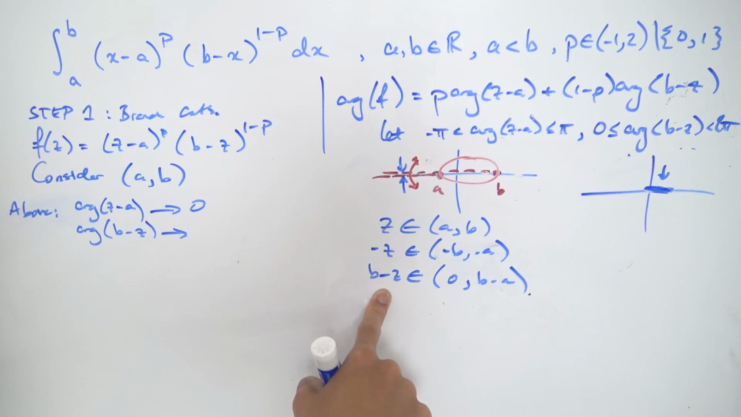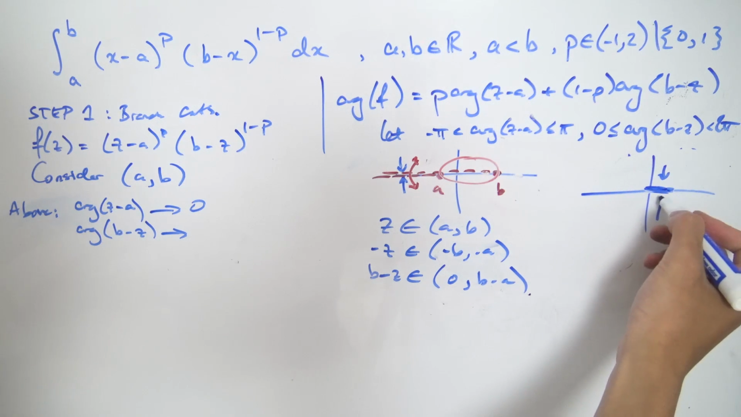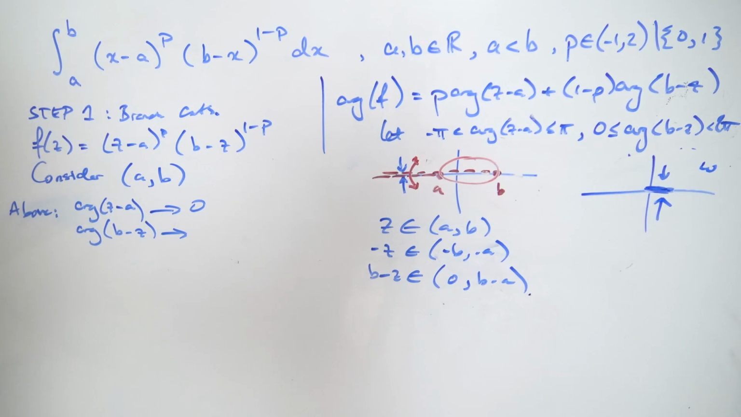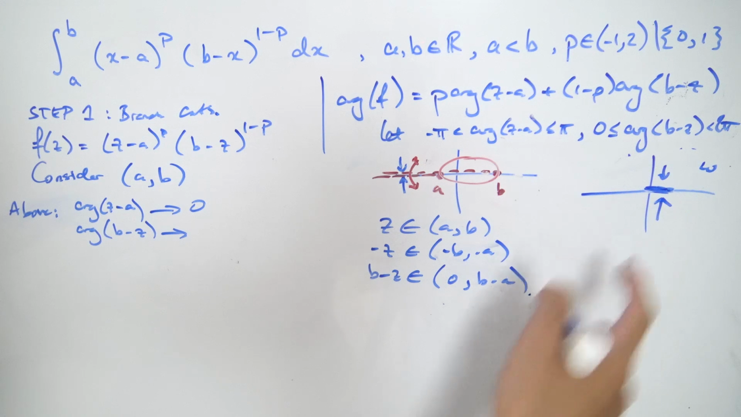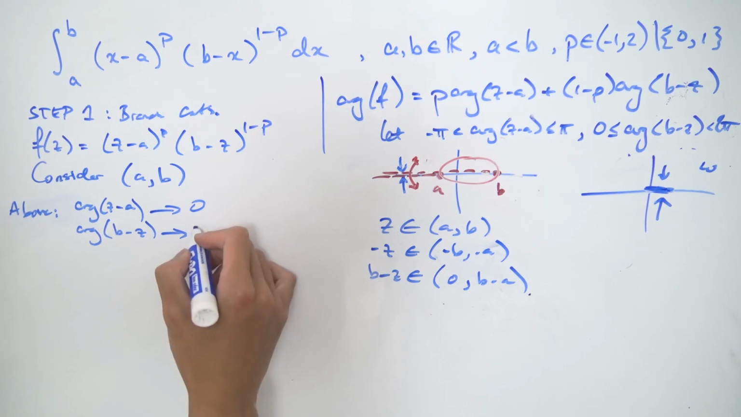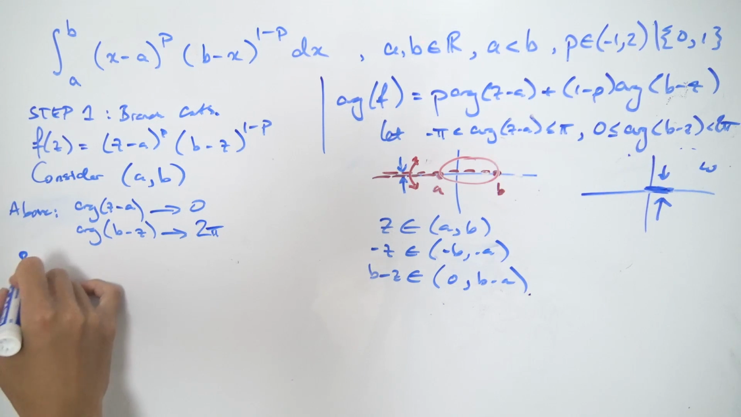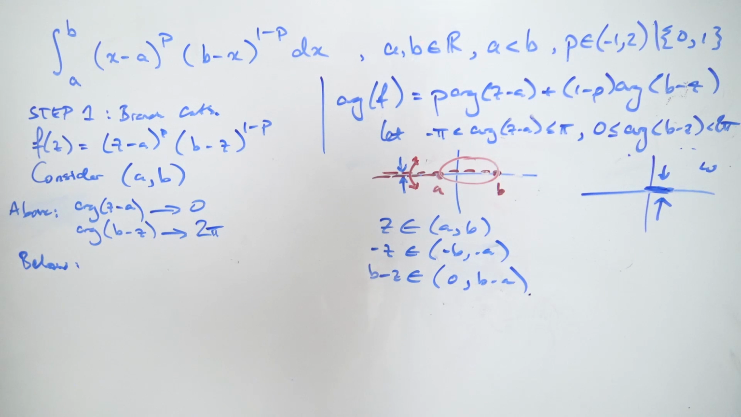But again, we're approaching from above, which means we have a positive imaginary part which is reducing. Because we have a minus z, we're going to have a negative imaginary part that's reducing in the w plane, which means that we're going to be approaching an angle of 2 pi. So 2 pi over here. And as for the below, what are we going to get?